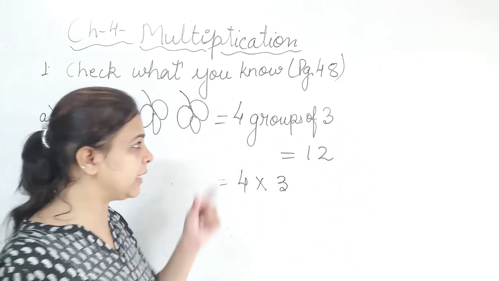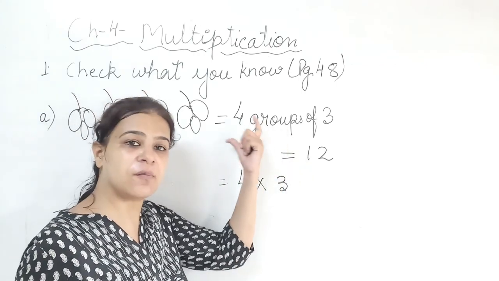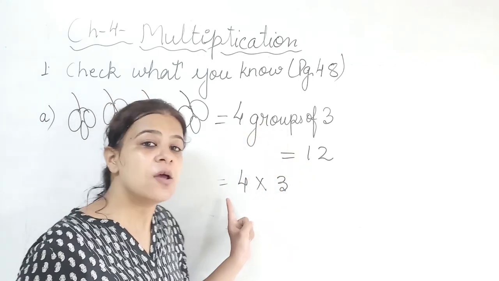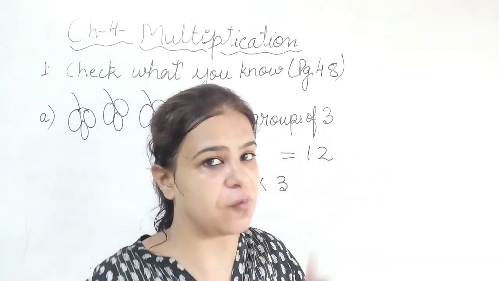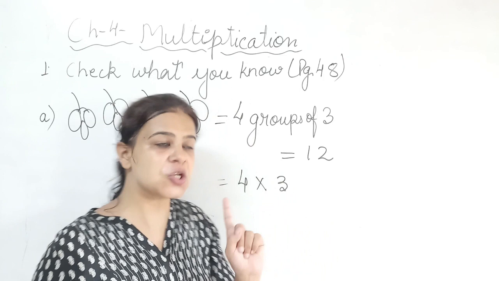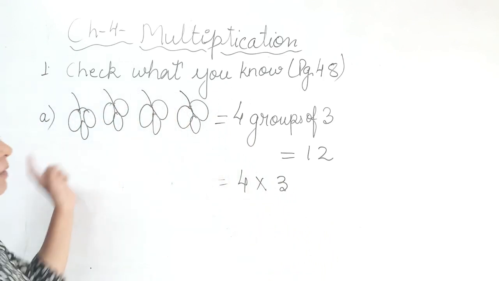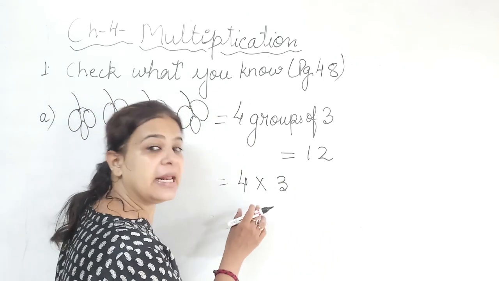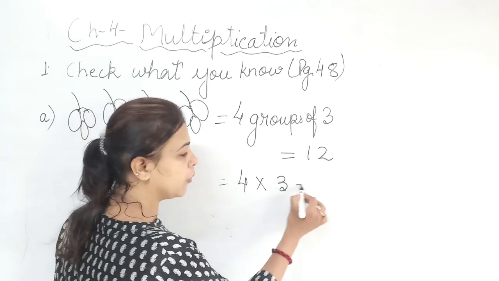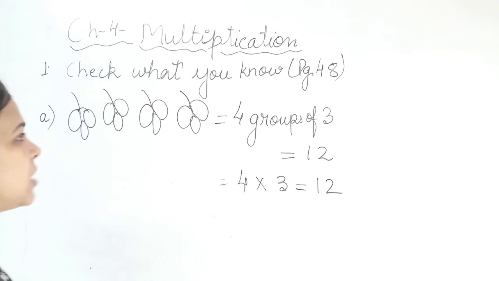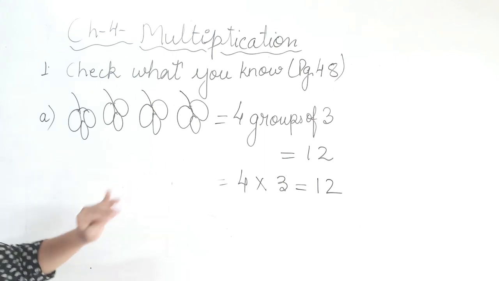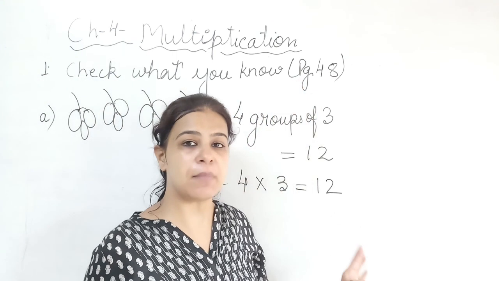As I have already told you, the number of groups will always come as the first number. And 4 groups of 3 means there are 4 groups and 3 in each group. You all can see here 3 in each group. So I can write in the multiplication form 4 3s are, 4 3s are 12. In the same way, children, you all can do this page number 48 in your maths time book.